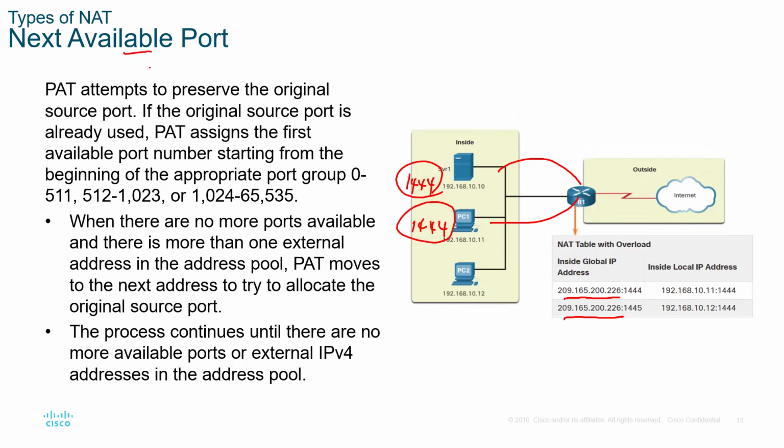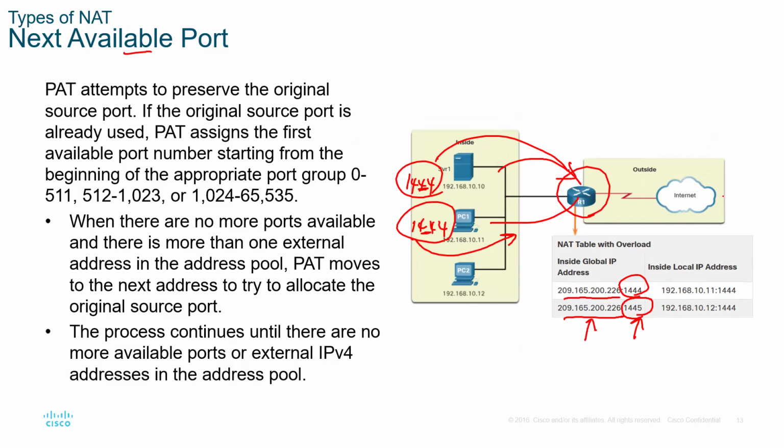So with the next available port, what happens is whoever comes first. If this PC requests first, it gets assigned this address with that port number. If this one also requests translation, this router will check this port number. It will see that it has already been used. Then it will select the next available port. So this is what we call dual translation. We have not only translated the IP, we've also translated the source port.